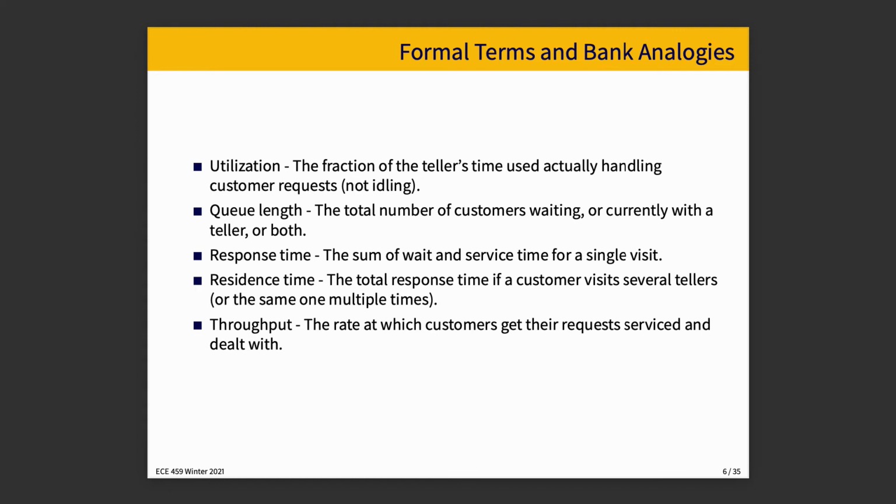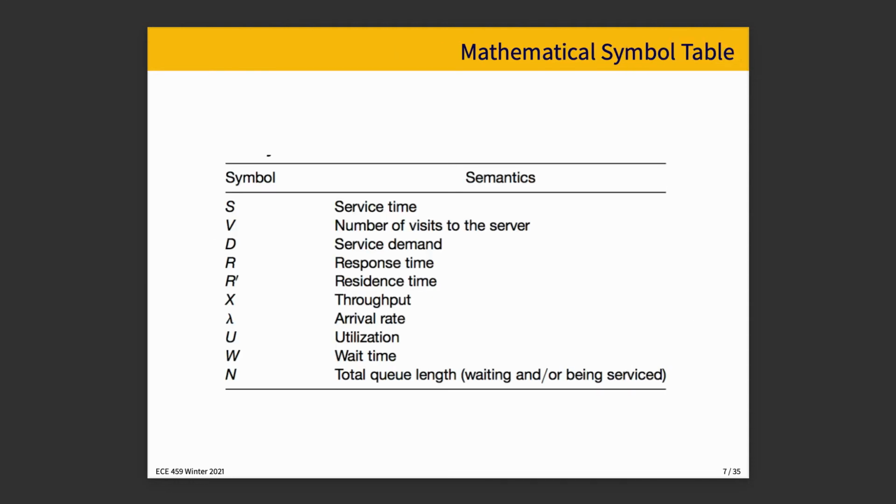And then finally, there is throughput, and throughput is the rate at which customers get their requests serviced and dealt with. And all things being equal, we like having a higher throughput because it means customers are happy and they get their requests done sooner. The bank, on the other hand, maybe has different incentives.